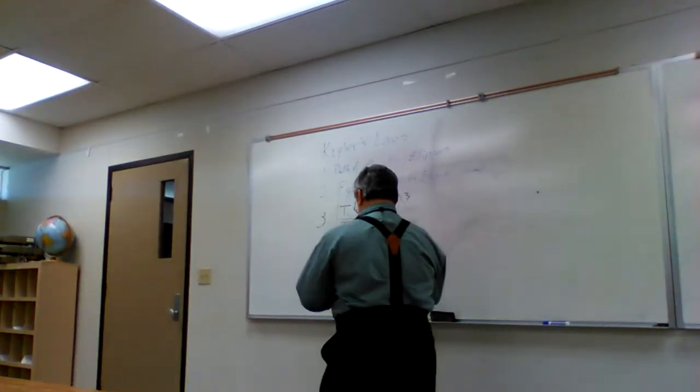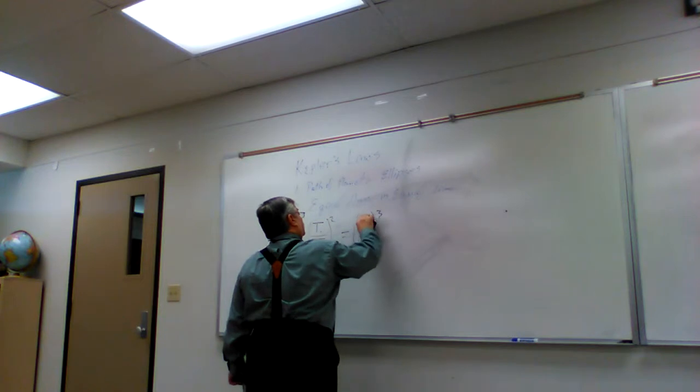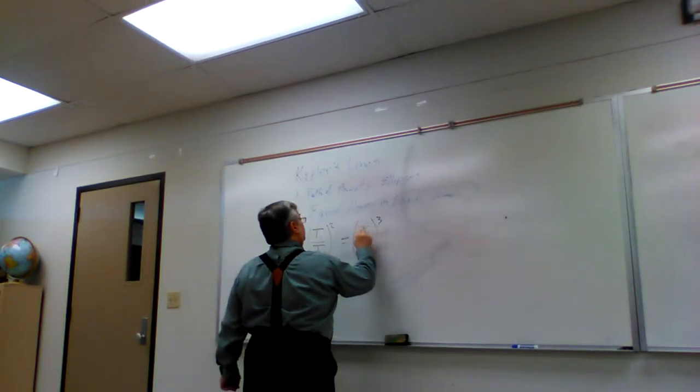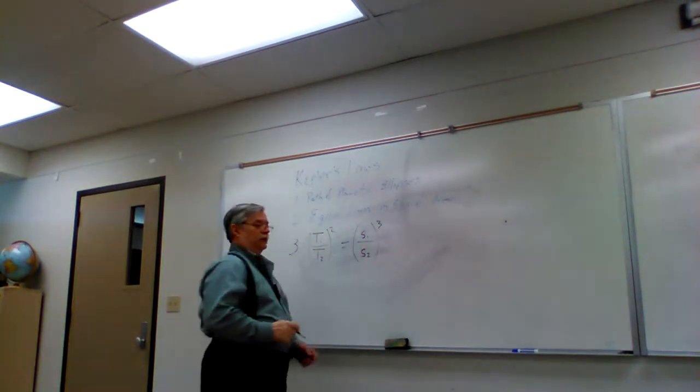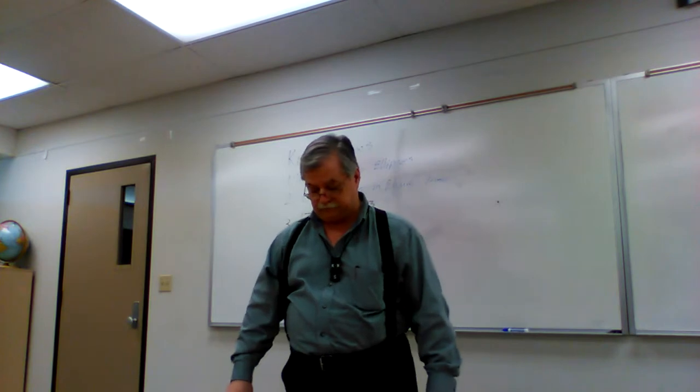Now, they use S in the book. I'm going to use S here too. S being the average distance of that planet from the sun.